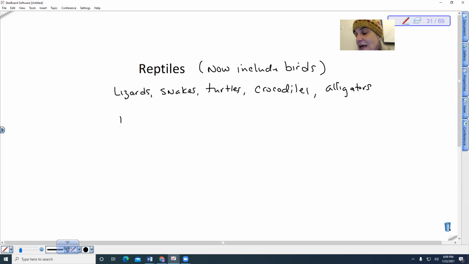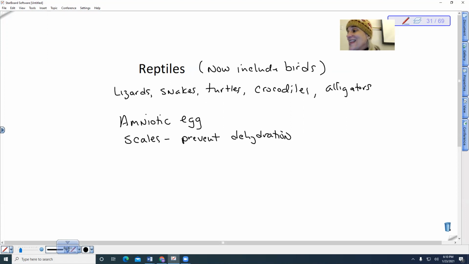So characteristics, these are amniotes. They have an amniotic egg. They're amniotes. That's what I meant to say. They have scales. This helps to prevent dehydration, unlike the thin skin of a frog, for example.